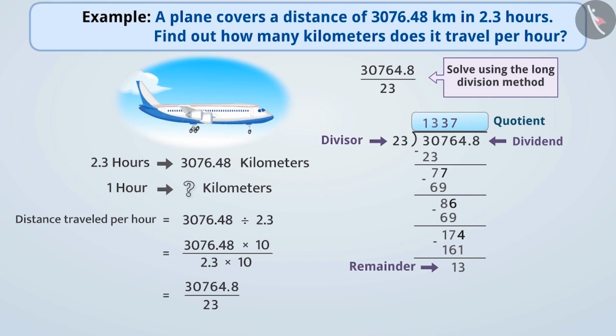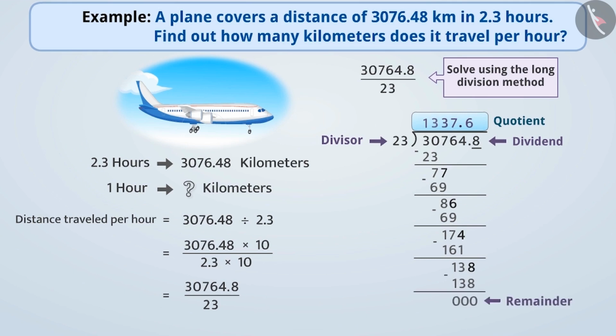Now the next digit is 8, which is after the decimal point. Therefore, we will place the decimal point after the whole part of the quotient and take 8 down. This now makes the number 138. Now we divide 138 by 23. By multiplying 23 into 6, we get 138. So, we will write 6 after the decimal point in the quotient and subtract 138 from 138 to get 0.